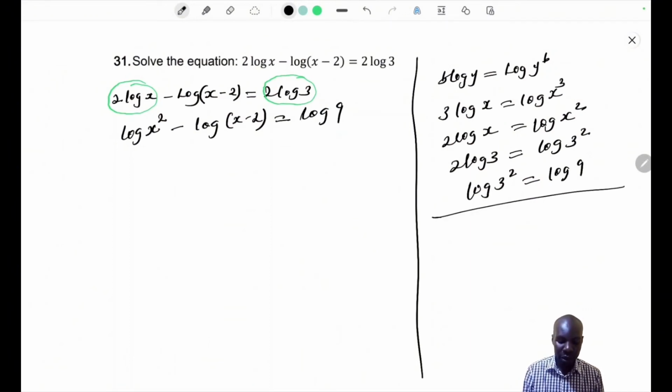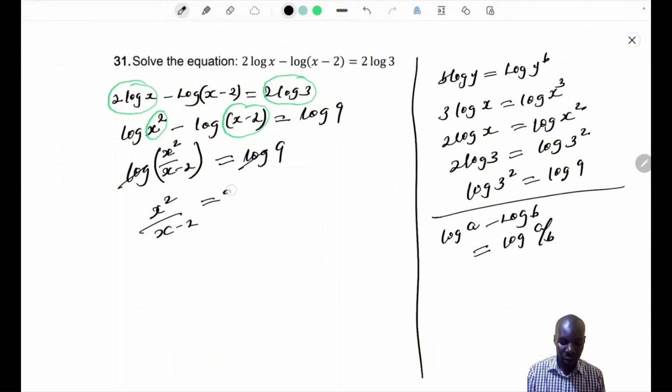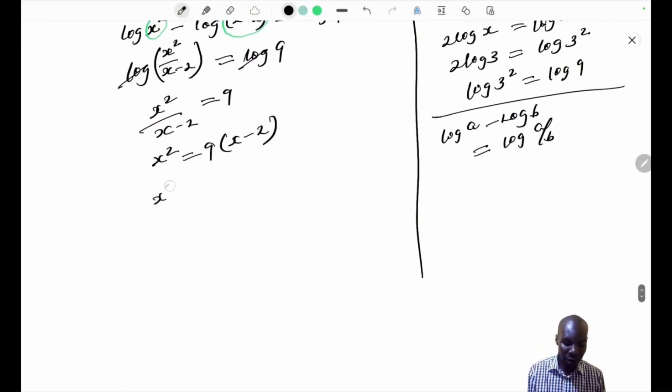So from here, we know that if we have log of a minus log of b, it can be written as log of a over b. So in our case, we have log of x squared minus log of x minus 2 can be written as log of x squared over x minus 2, which should equal log of 9. So you cancel log, we have x squared over x minus 2 should be equal to 9. So cross multiply, you'll get x squared is equal to 9 bracket x minus 2. This is going to give us x squared is equal to 9x minus 18.